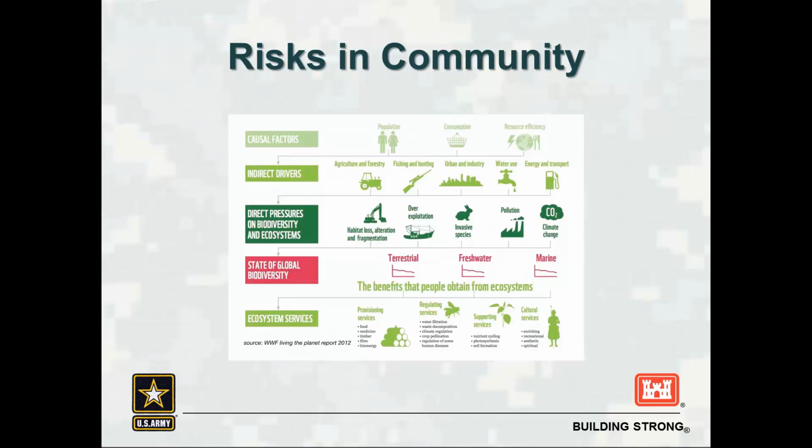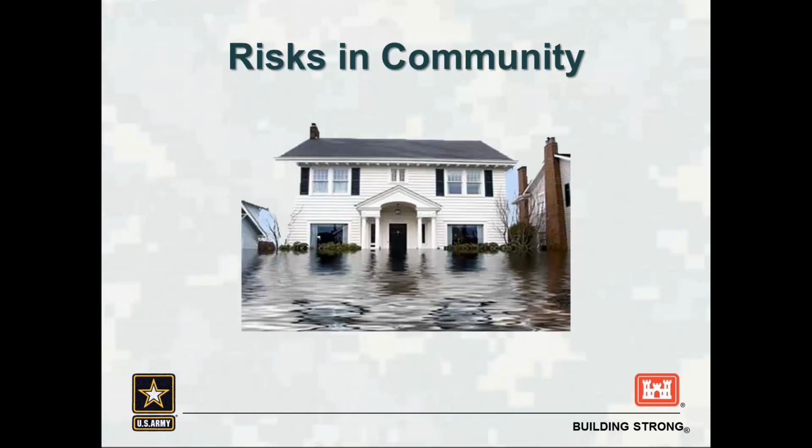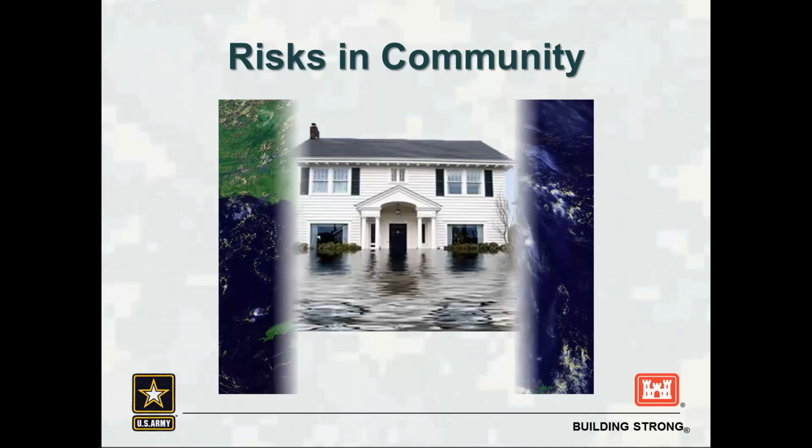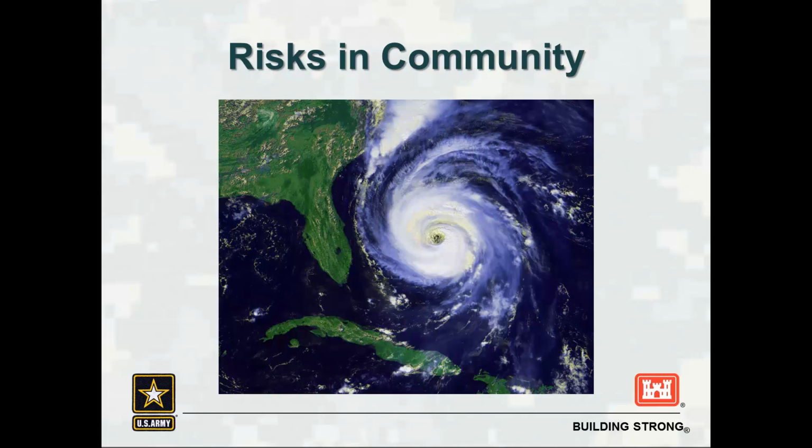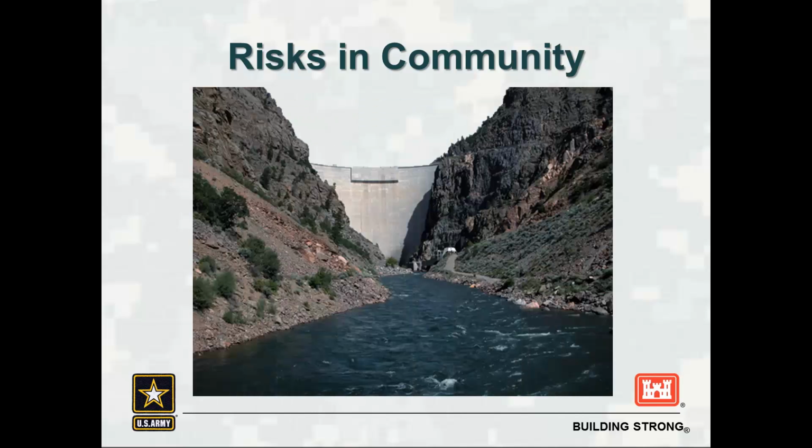The World Wildlife Fund has produced this very nice little graphic that kind of illustrates how ecosystem risks come to be and how ecosystem services play a role in our economy. There are flooding risks, a very common risk that you deal with in the community. Storm risks, Katrina, dam safety, and other kinds of risks that people living in the community, people in the United States face. And that is fundamentally what starts your process.